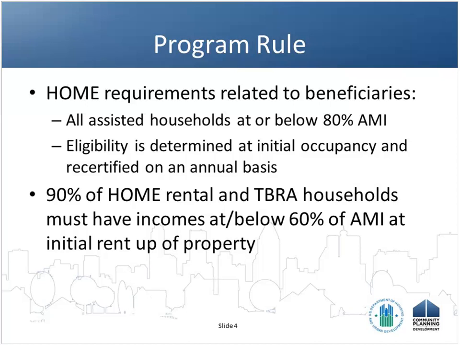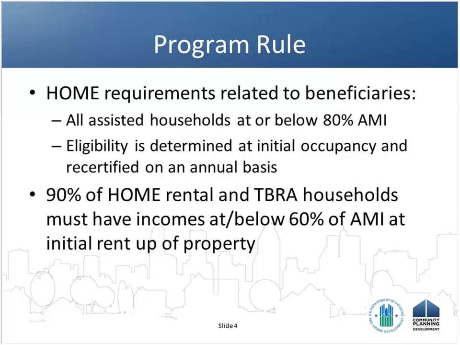And essentially what it's saying is that of your assisted households at initial occupancy, we're going to target this a bit lower. And so 90% of our households at initial occupancy are required to have incomes at or below 60% of area median income. And that's for initial rent up only. Now that's the HOME rule, limiting it to initial occupancy.